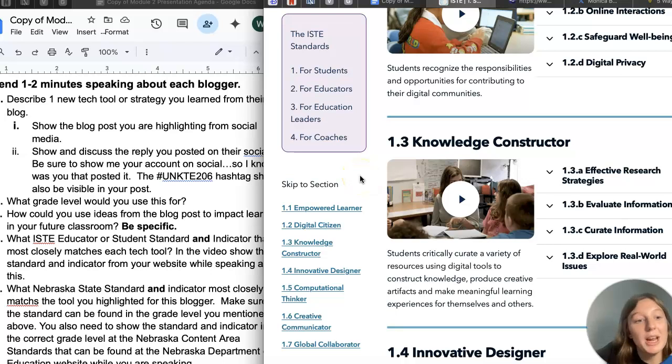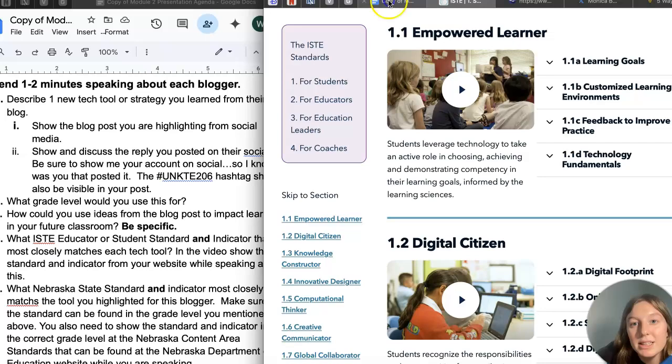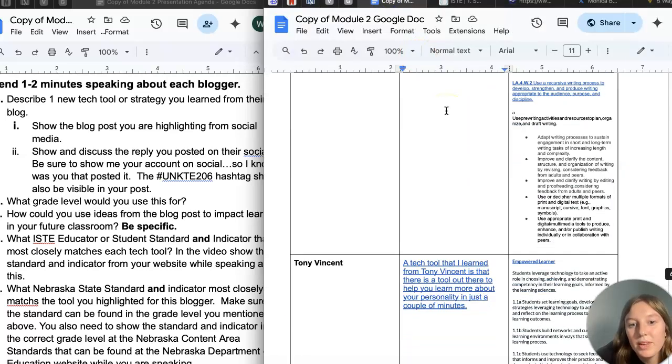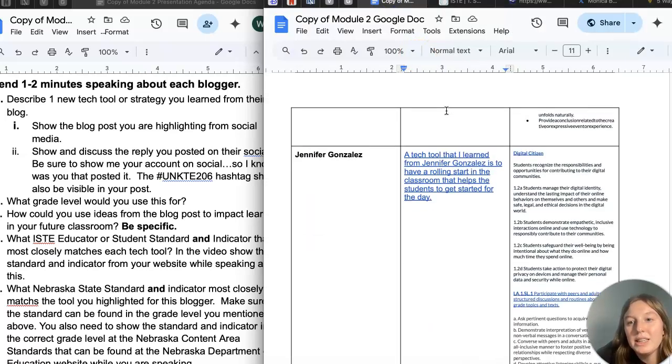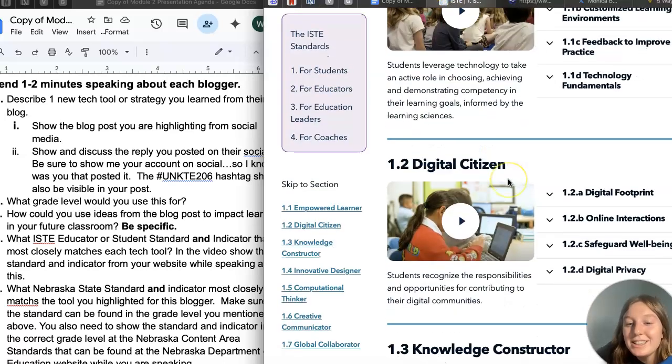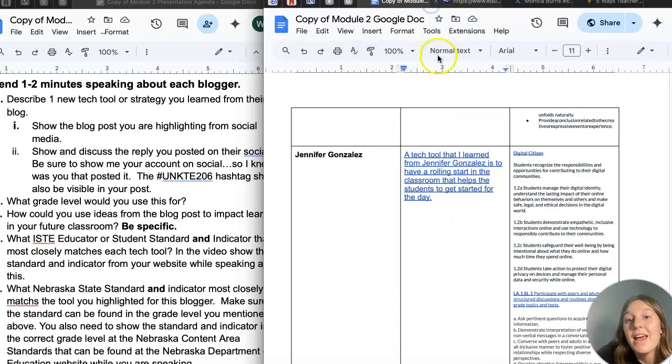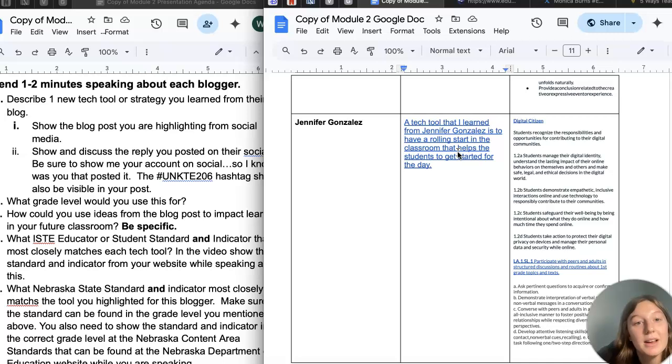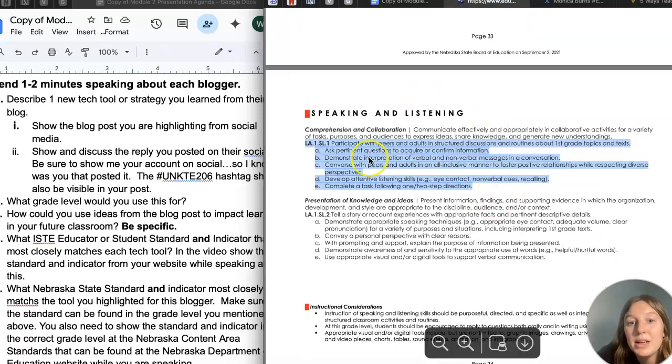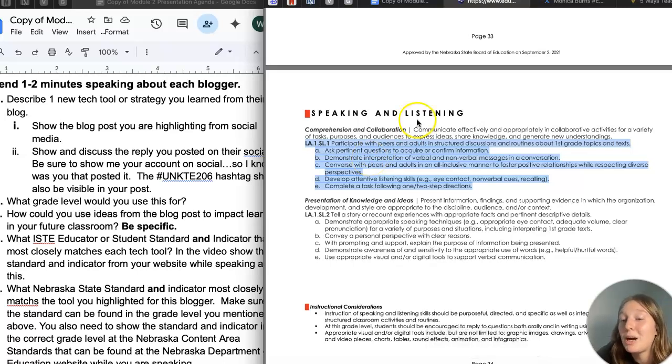My ISTE standard that I put is digital citizen. This is students recognize their responsibilities and opportunities for contributing to their digital communities. And then for my Nebraska standard, I put participate with peers and adults in structured discussions and routines about first grade topics.